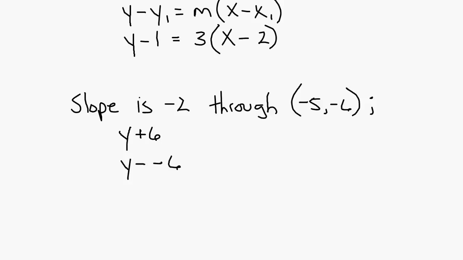When that happens, you're not even going to do that. You're just going to write y plus 6 equals the slope, -2, times x plus 5. And that's the equation of the line in point-slope form.